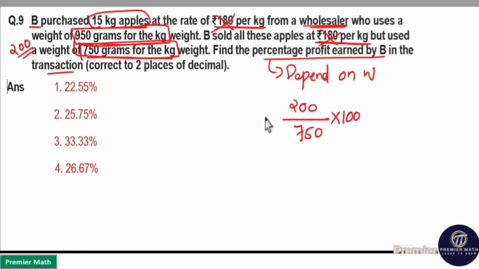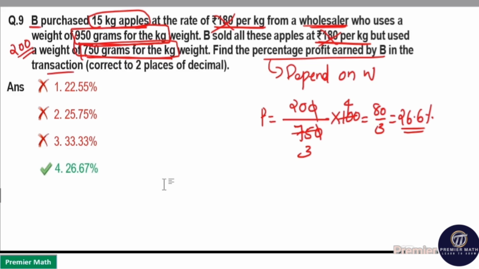Now, if you convert it into percentage, profit is equal to this one. 0, 0 cancel, 25 goes 3 times in 75, 4 times in 100. 80 by 3 means 3 goes 2 times in 6, 6 times in 18. Again 6 times in 18. So 26.6%, option 4 is your answer.